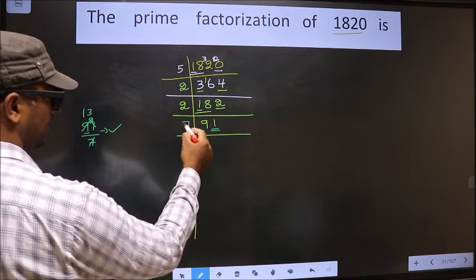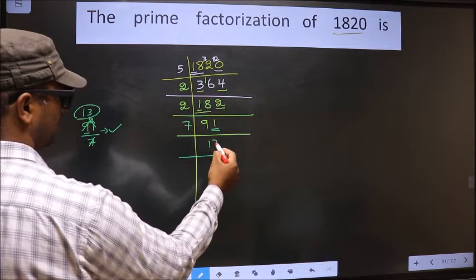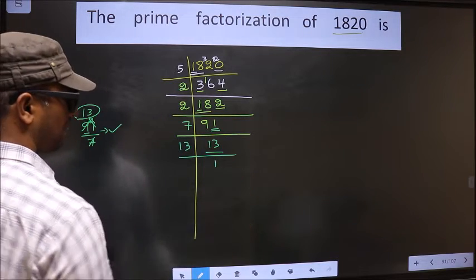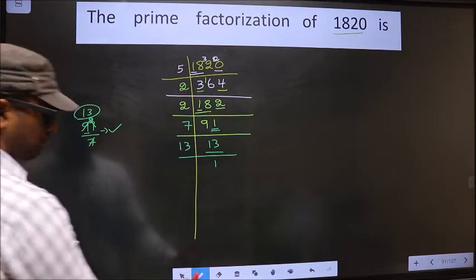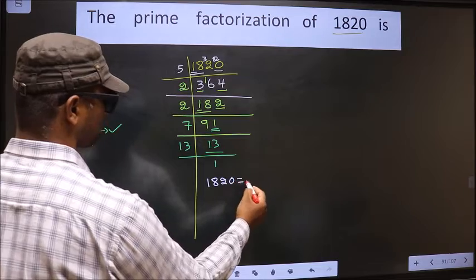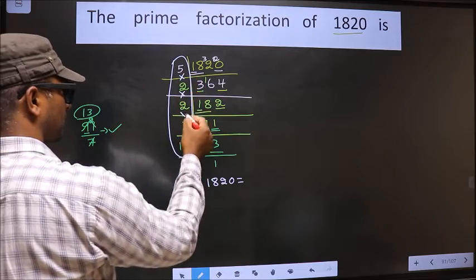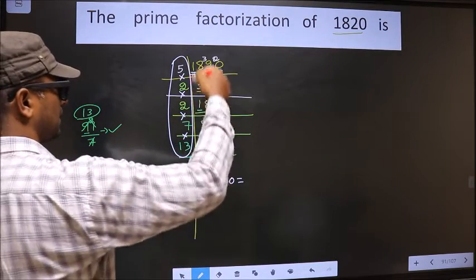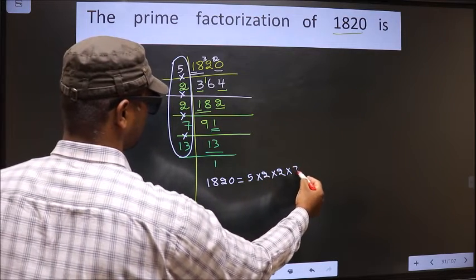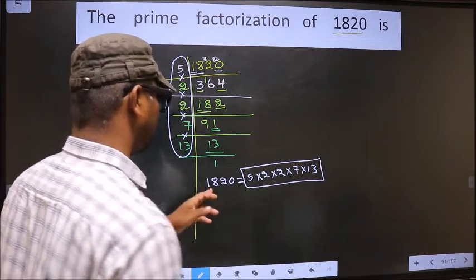So we take 7 here. And here we get this number, that is 13. Now we have 13. 13 is a prime number, so we take 13 1s 13. We got 1 here. So the prime factorization of 1820 is the product of these numbers. Okay, product of these numbers, that is 5 into 2 into 2 into 7 into 13. So this is the prime factorization of 1820.